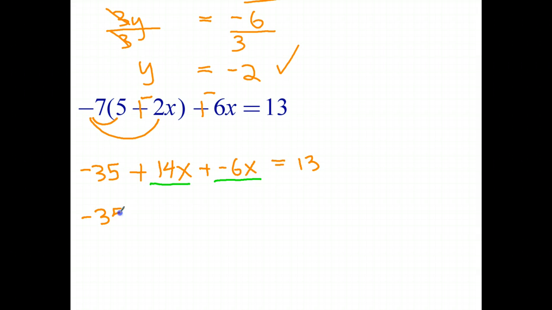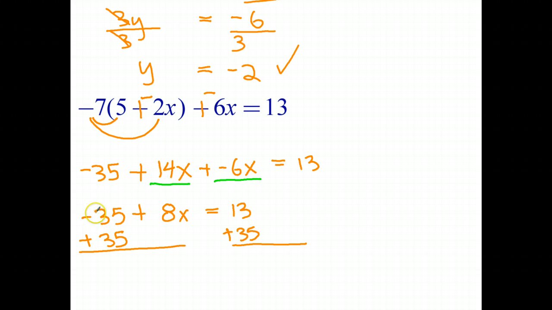That gives me negative 35 plus, and 14 plus negative 6 is positive 8, so plus 8x equals 13. Now the fact that the 8x is written second is not a problem. That's exactly the same as 8x plus negative 35. So I have to add or subtract to start with. So I'm going to basically add to this. Negative 35 plus positive 35 goes to 0. And therefore I add 35 to that side.